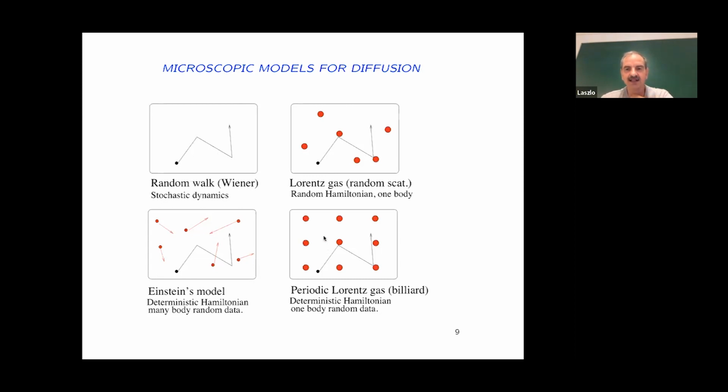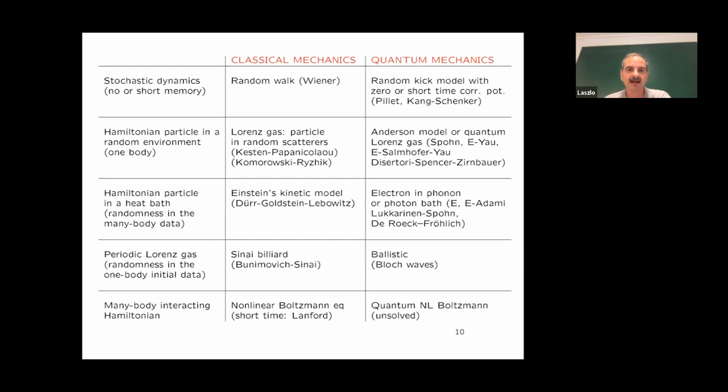And this is the last model, the periodic Lorentz gas. I'm not going to talk about that at all, and our methods are not good for that. But in this situation, the obstacles are not random, say periodic, and the only randomness is in the initial conditions. So the initial point starts from somewhere with a certain random velocity, and after that everything is deterministic. So in some sense, this is the hardest model. And in all these models, one expects diffusion, and actually diffusion has been proven in all these models for the classical situation. So here's a bigger table.